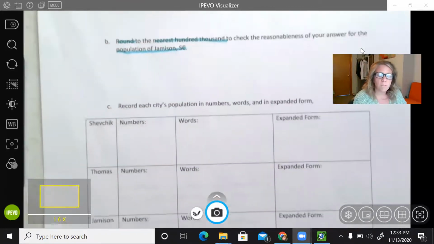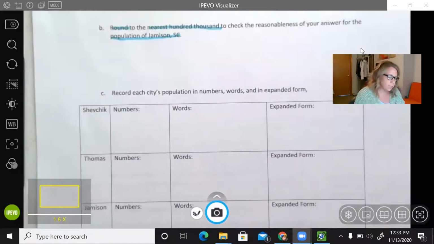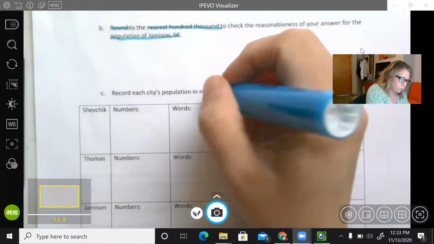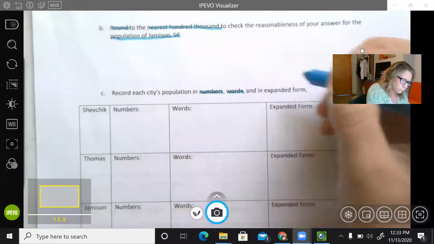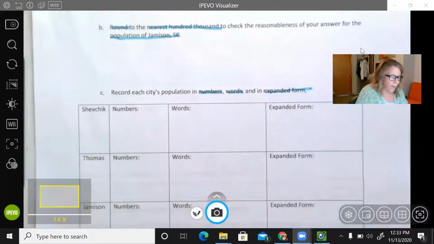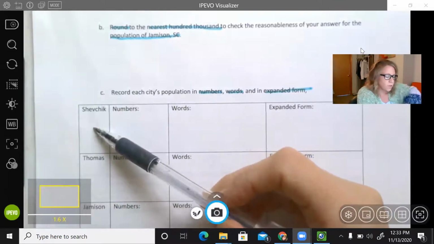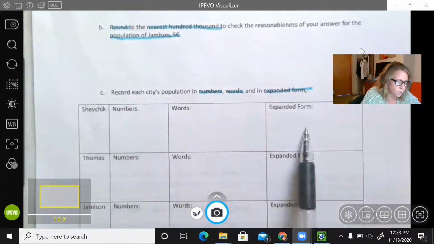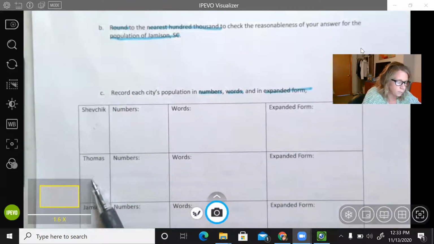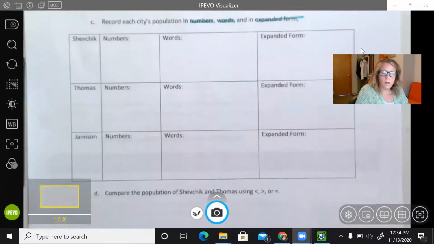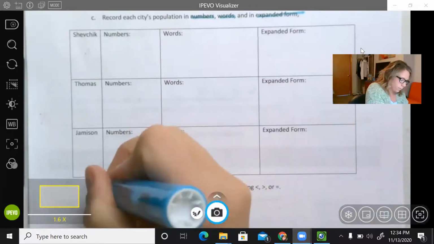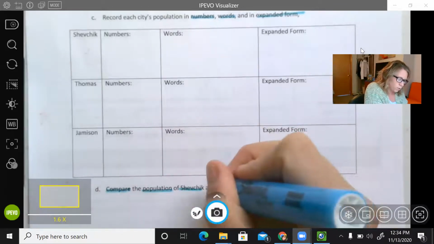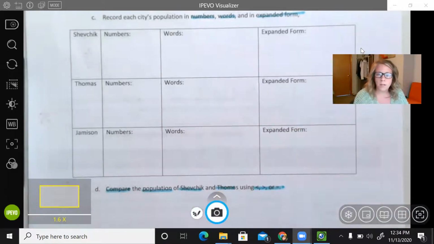Then for letter C, you're going to record each city's population in numbers, words, and expanded form. So you won't be doing anything in these boxes. This just tells you that for Shevchik, PA, write down the population in numbers, words, expanded form. Thomas, Maryland, numbers, words, expanded form, and Jameson, South Carolina, numbers, words, expanded form. For letter D, you're going to compare the population of Shevchik and Thomas using greater than, less than, or equal to.